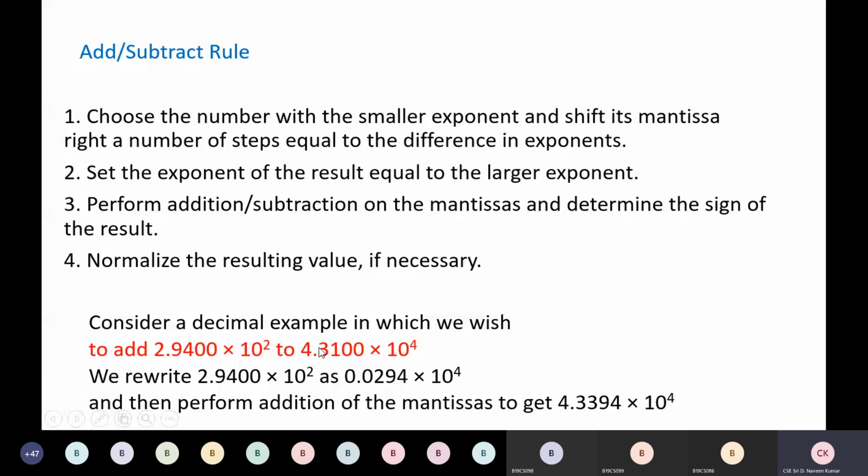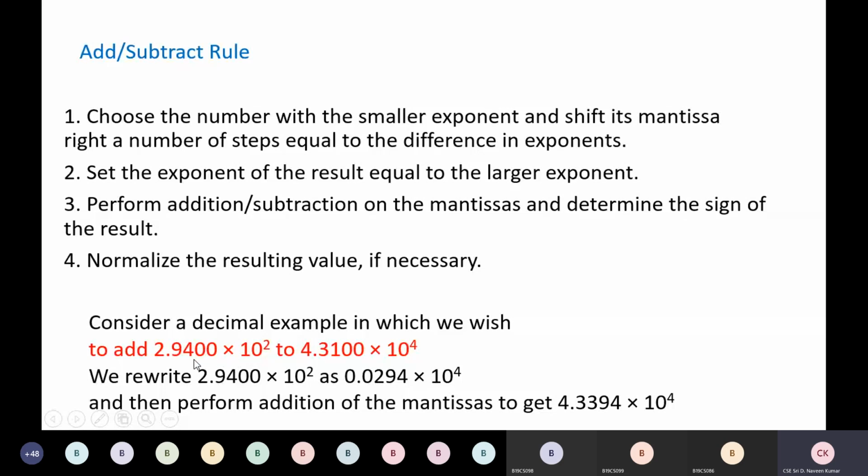In order to make the exponents equal, we need to change one of the numbers' exponents. Which number's exponent will we change? We'll take the one with the smaller exponent. You can see the one with the smaller exponent is this number. It has the exponent only 2 compared to this one, which is 4. So we'll take this number and change it to 10 to the power of 4.